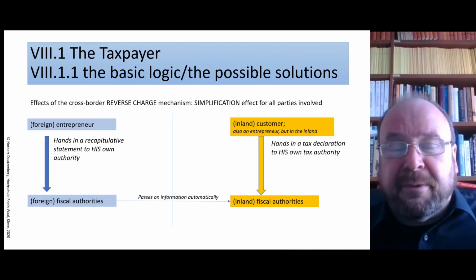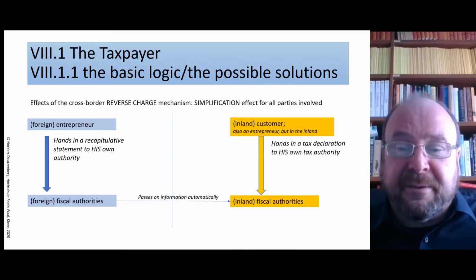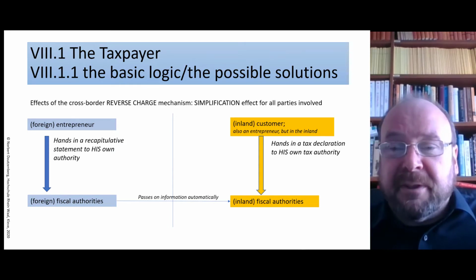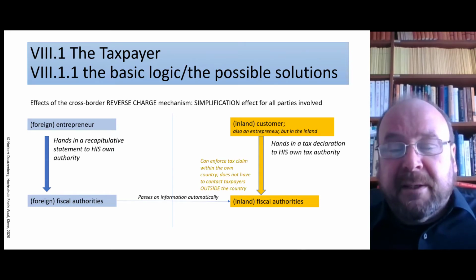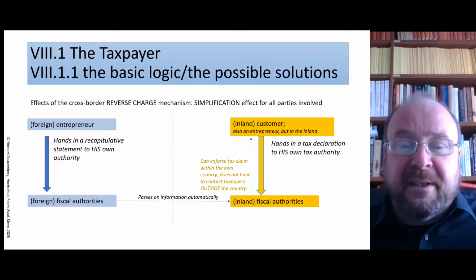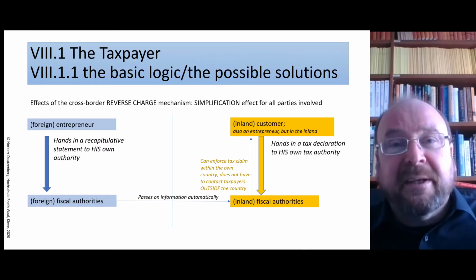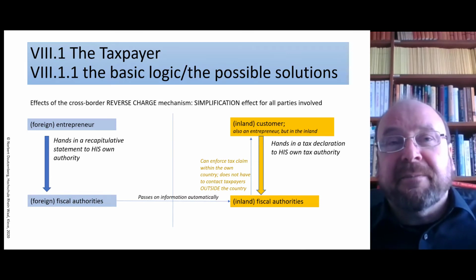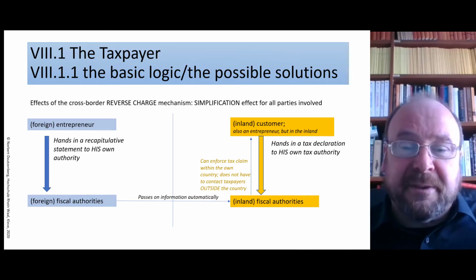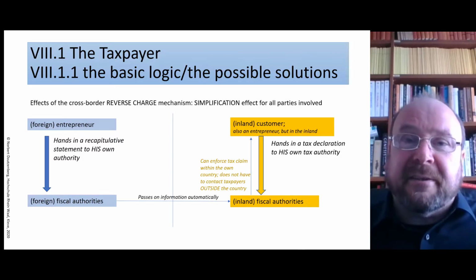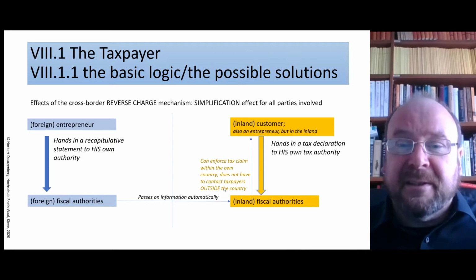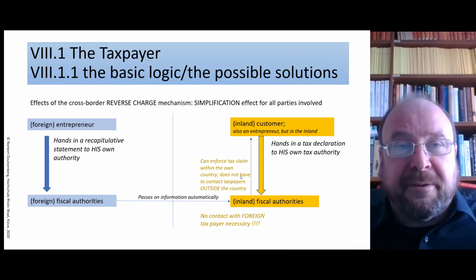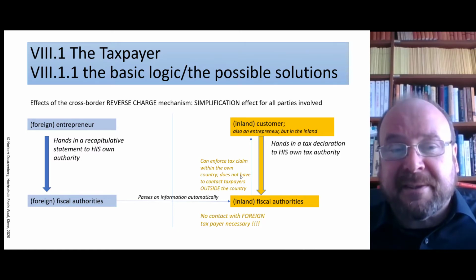The foreign fiscal authority passes on the information automatically to the inland fiscal authorities, which can check if they also got the appropriate amount declared from the inland customer. Now the inland fiscal authorities can enforce their tax claim within their own country. They don't need to write letters to foreigners. They don't need to try to confiscate property in the foreign country with the help of the foreign authorities. All that is unnecessary. They can directly address the taxpayer, that is here the inland customer in the inland.